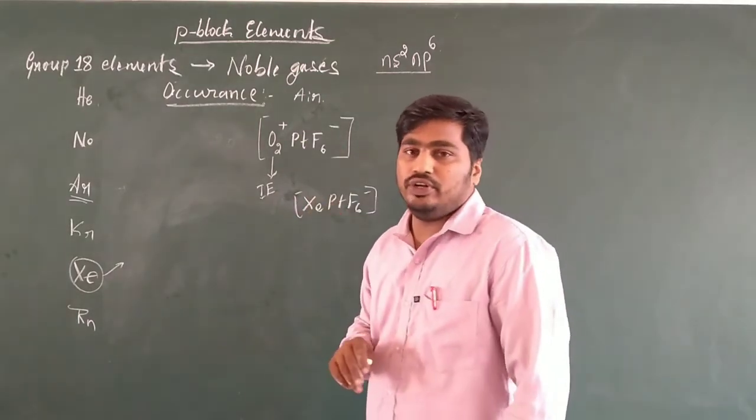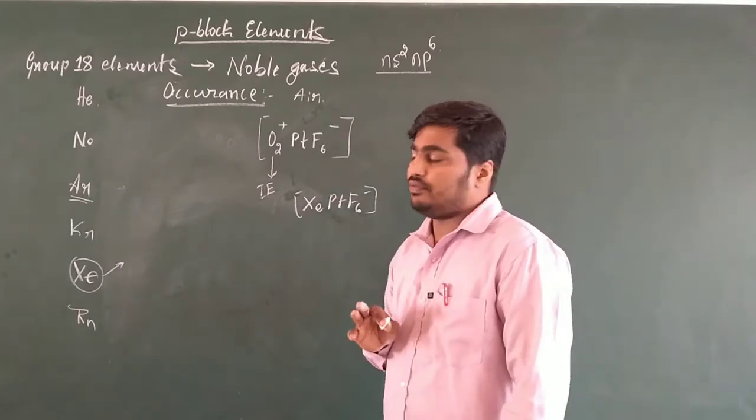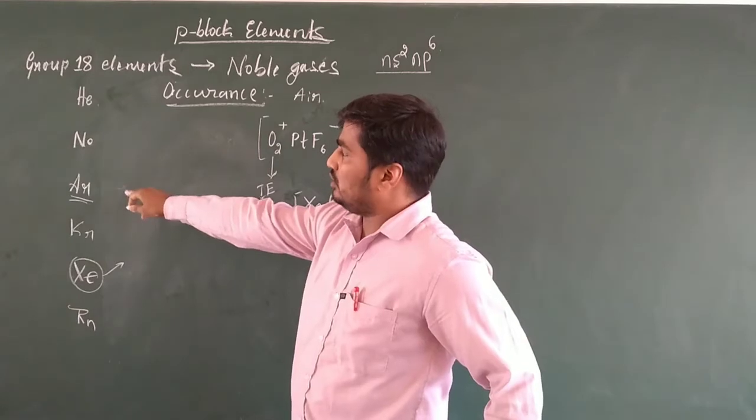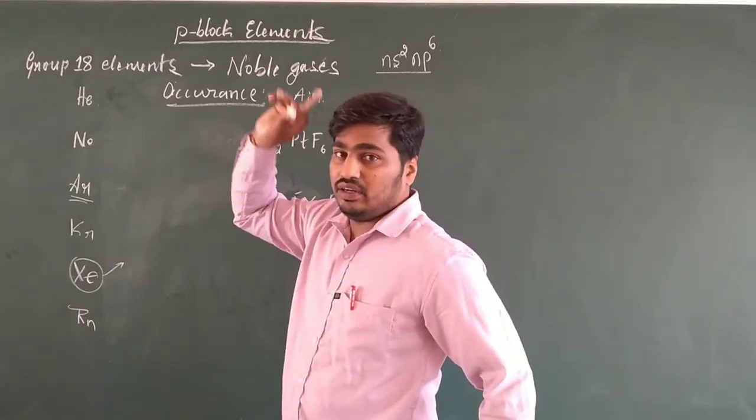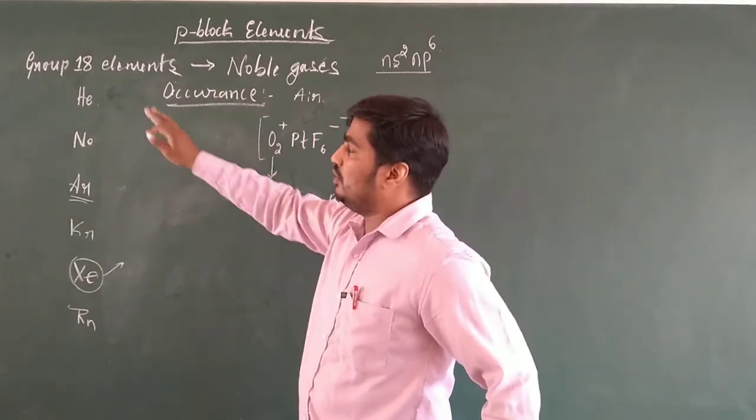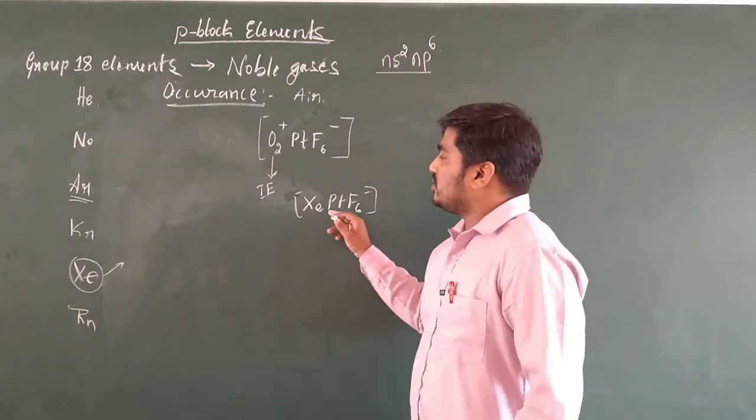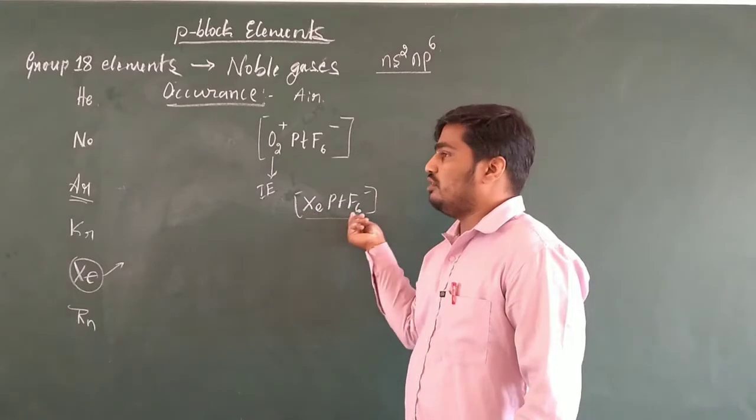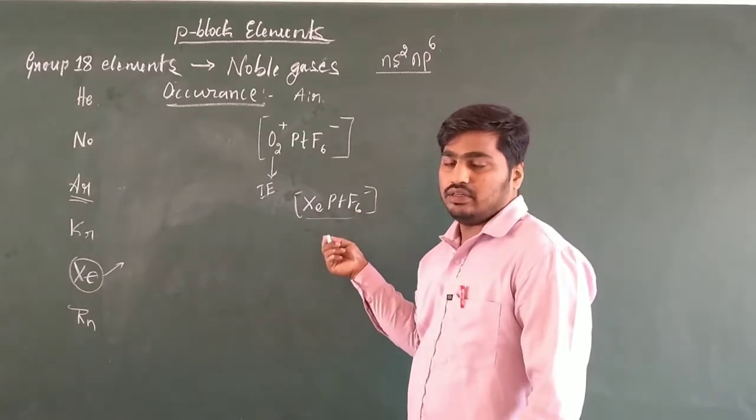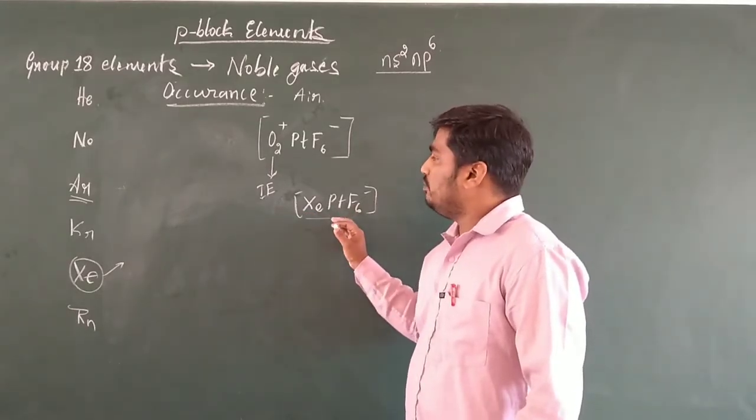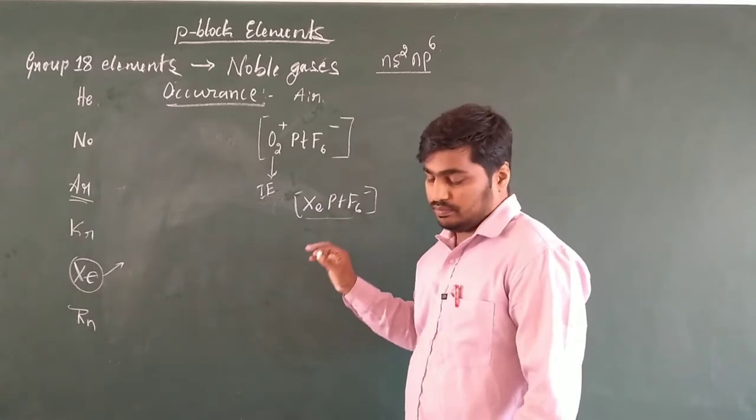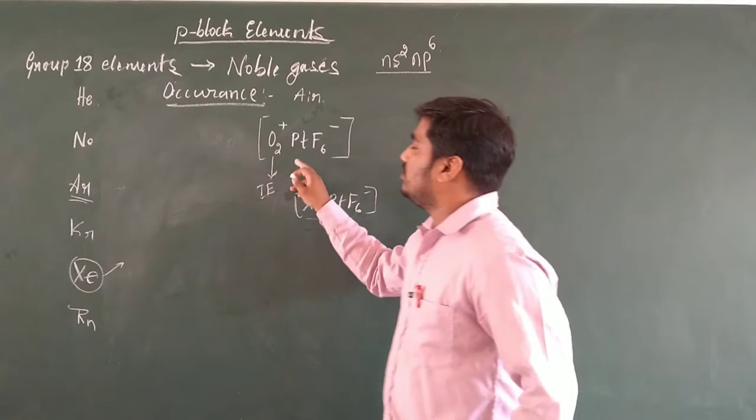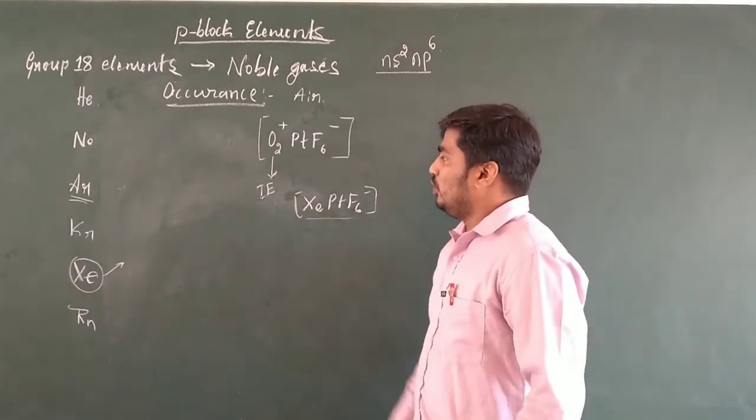From your exam point of view, two points are very important. Argon is the most abundant element on Earth. In the universe, helium is the most abundant. Next, the first compound of a noble gas is nothing but xenon platinum hexafluoride. These are very important concepts for your exam point of view.